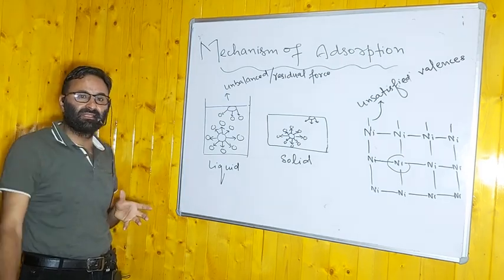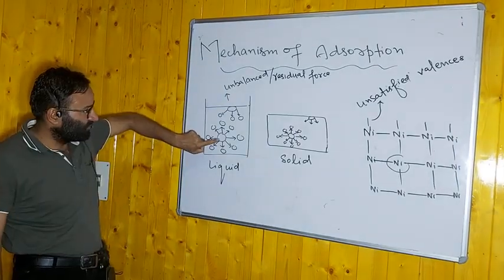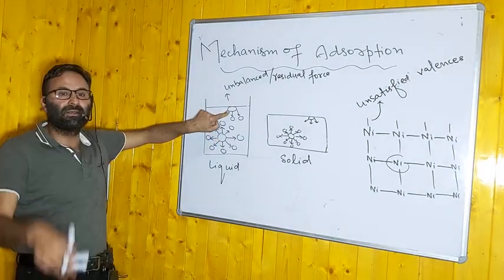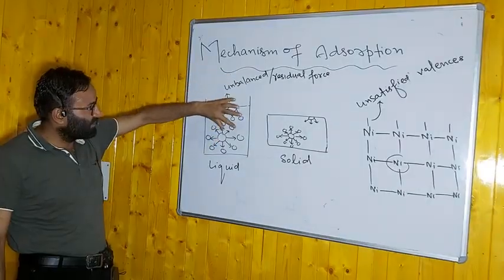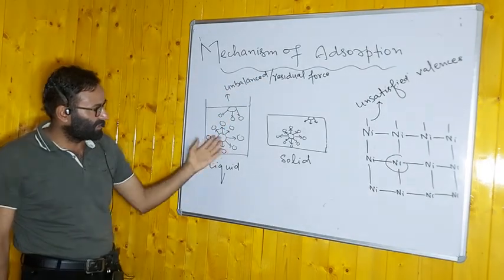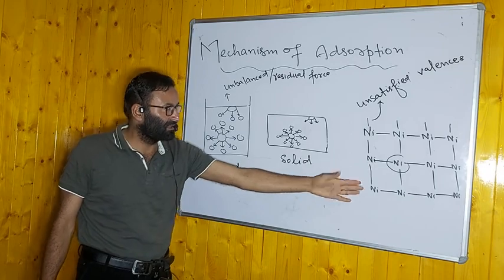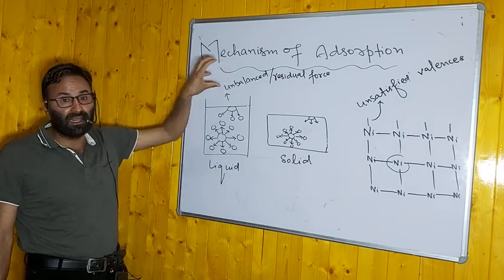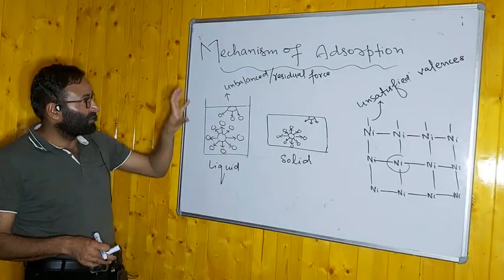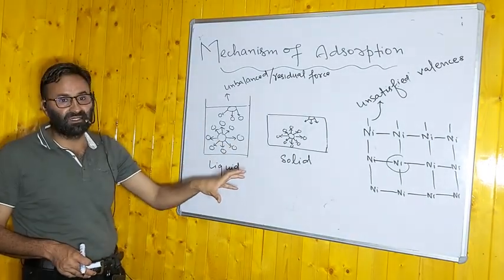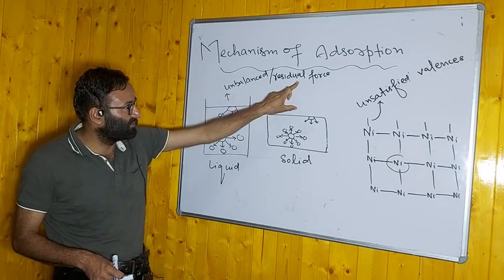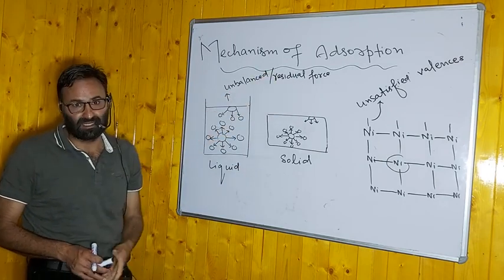You have learned these things in the 11th class. The net force acting on the bulk molecule is zero, but the molecule present on the surface feels downward pull. As a result, the force is unbalanced or residual force. It is the case of solid, and this is the case of nickel crystal. Because of this unbalanced or residual force, adsorption process takes place. What is the mechanism? Why does the adsorption process take place? For this unbalanced or residual force, or for this unsatisfied valencies.